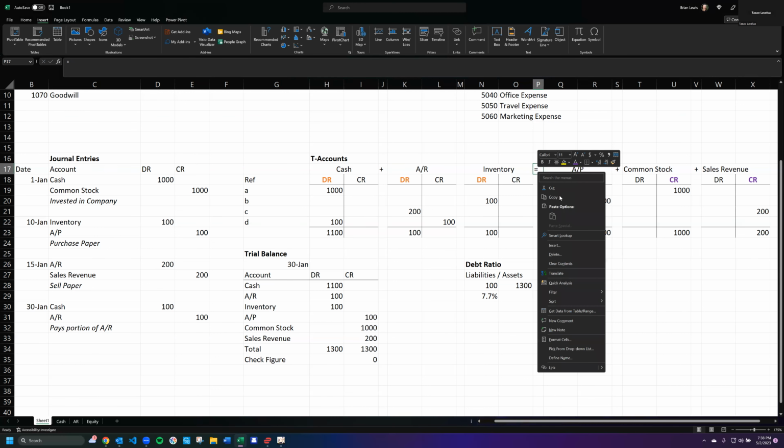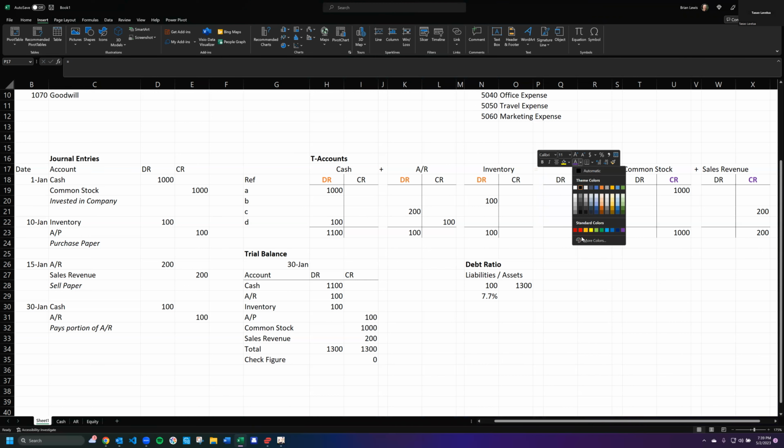This seesaw always needs to stay in balance, but just because you changed it here doesn't necessarily mean you changed it here. Sometimes it just changes on one side or the other.